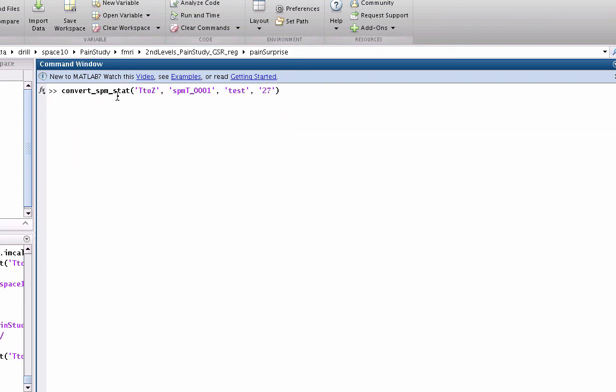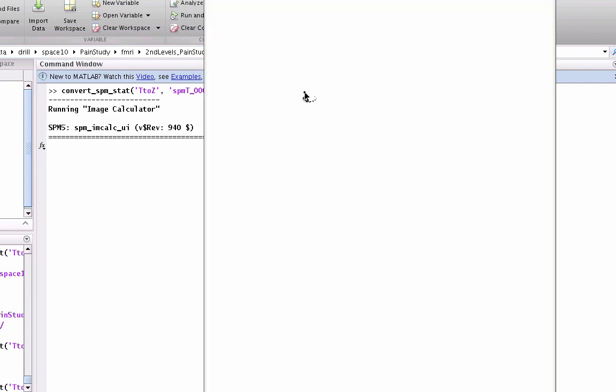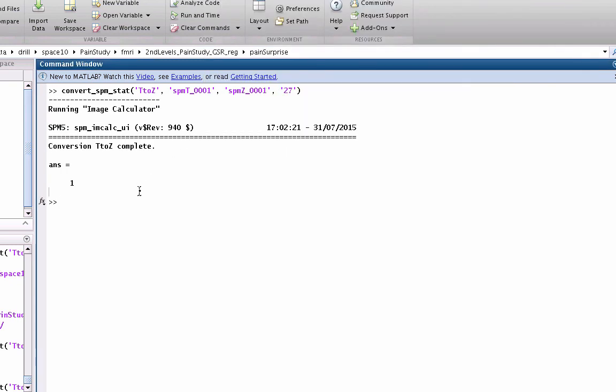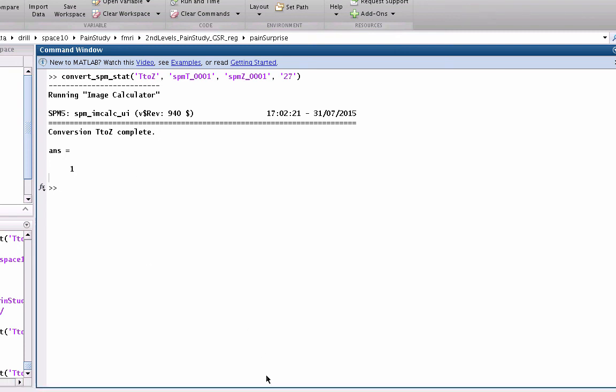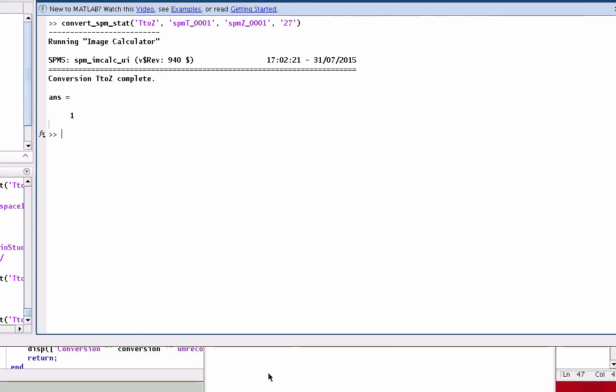It's the command convert underscore SPM underscore stat. Let's say I want T to Z, and then the name of the T statistic map that I want to convert. And I'll call this SPMZ number 1. And lastly, the degrees of freedom, which is 27. I run that, it calls upon imcalc to produce the necessary map, and then I can look at these in SPM to compare them side by side.